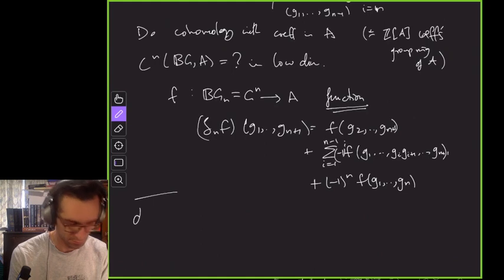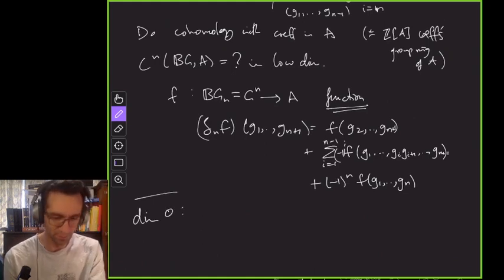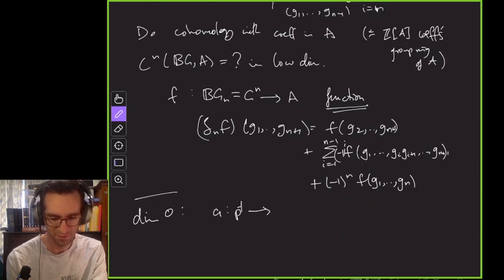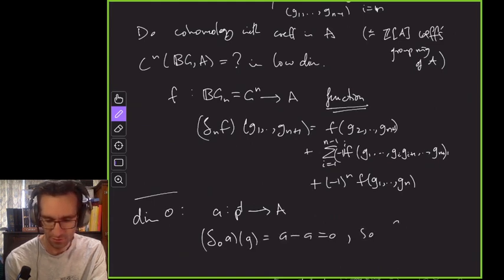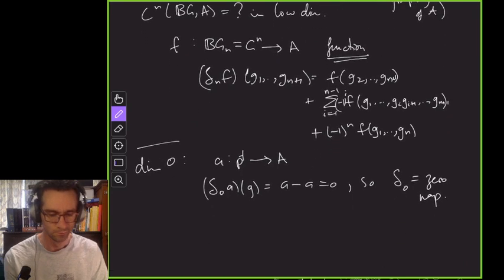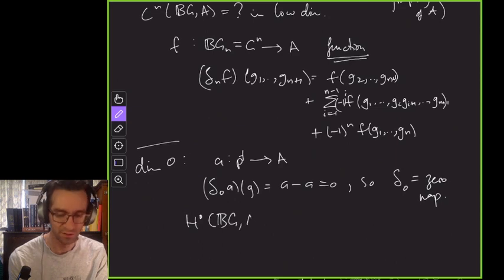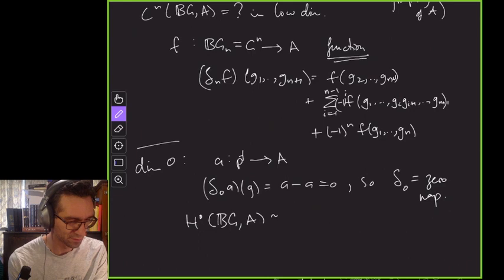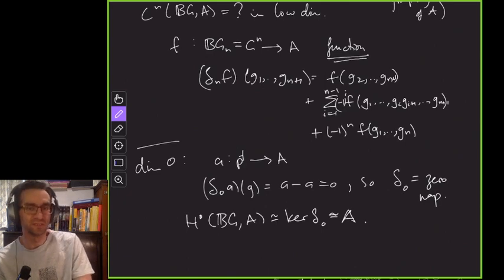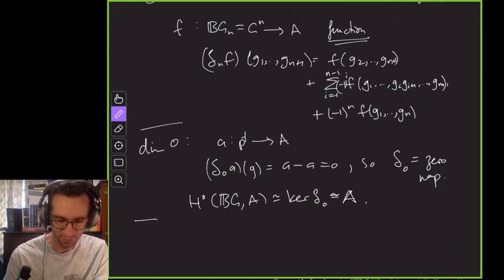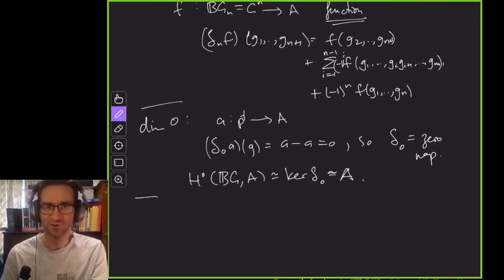So let's look in low dimensions. Dimension zero is simply an element of A. But when we look at delta zero of A evaluated at G, it's A minus A, which is zero. So delta zero equals the zero map. So in particular, the zeroth cohomology of BG with coefficients in A is isomorphic to the kernel of delta naught, which is A. And that's true for arbitrary G. So that's kind of mildly interesting, maybe. Or maybe not. It's connected in some sense because there's only a single zero simplex.